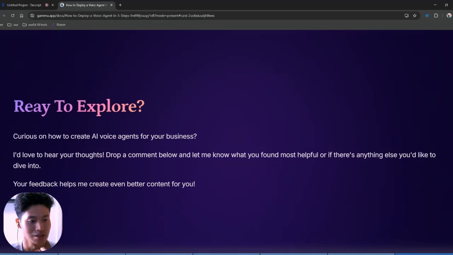So this is it. These are just 5 simple steps on how you can deploy an AI voice agent, broken down into simpler and easy to read formats so that you can start exploring and start building an AI voice agent by yourself.